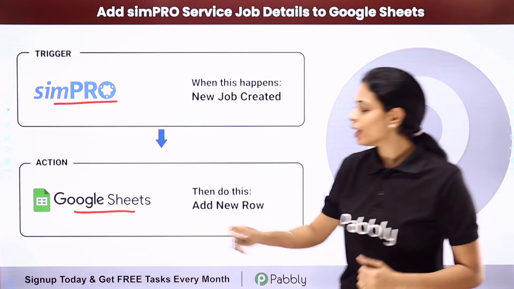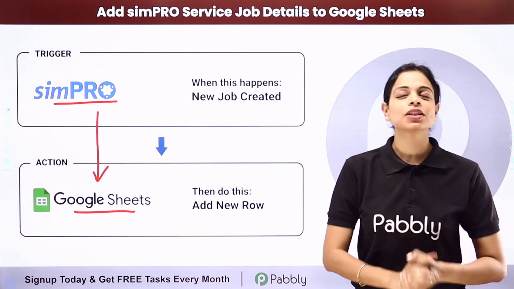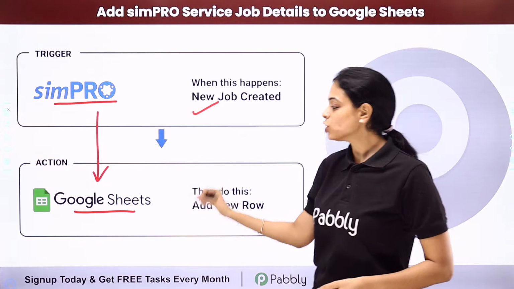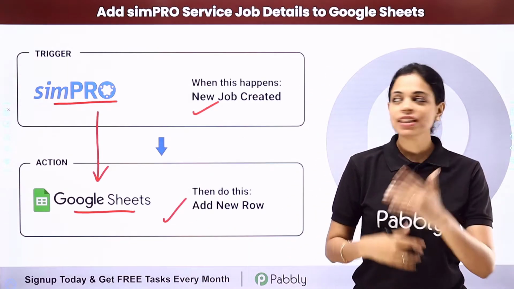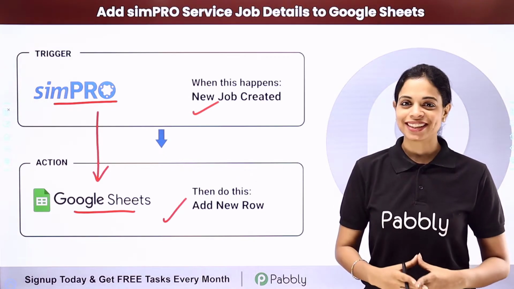Now, to do this, you will have to set up some integration between the two applications, and the same thing can be done using Pabbly Connect software. Here, your trigger application would be simPRO and your action application will be Google Sheets. Now, how can you do this yourself, integrate and automate this entire process? To understand that, let me take you to my screen.